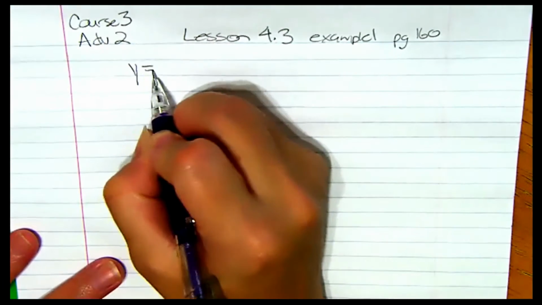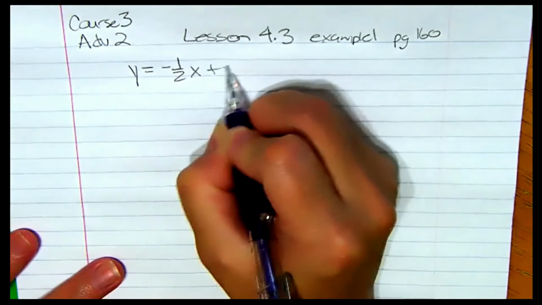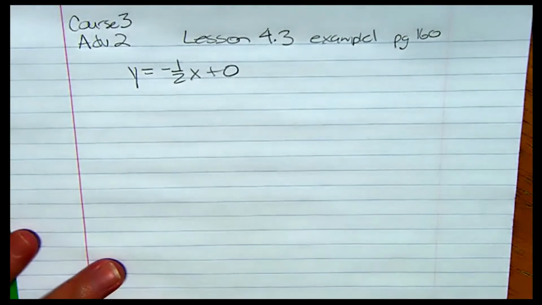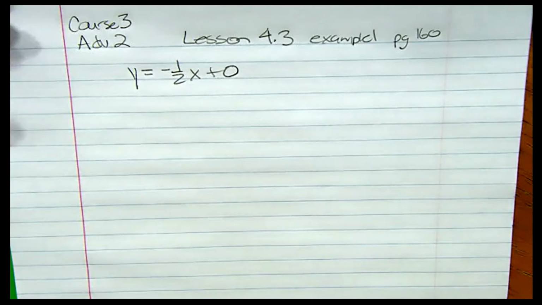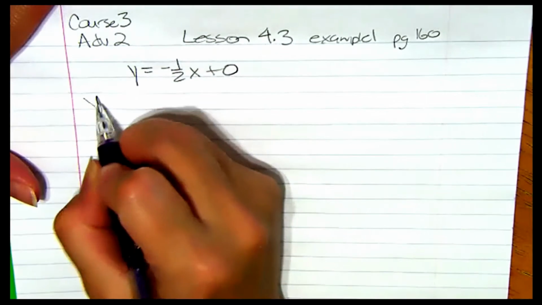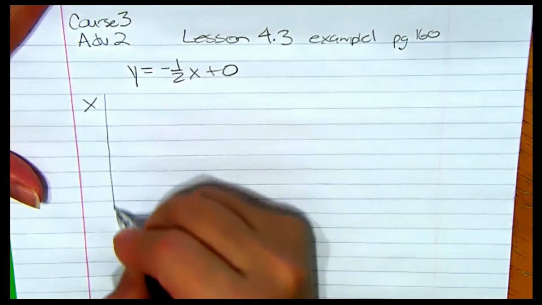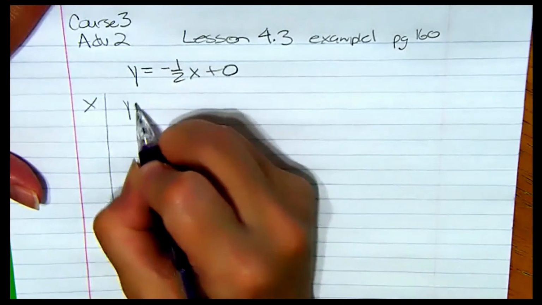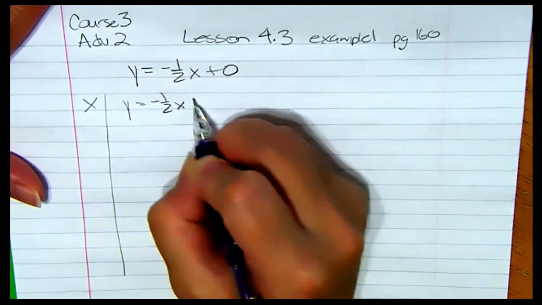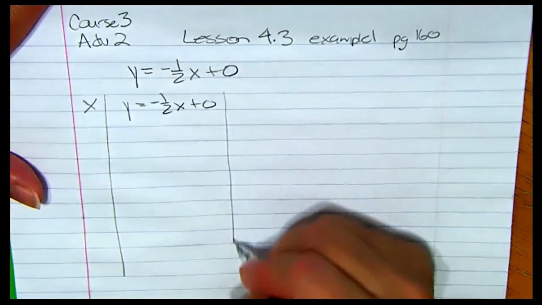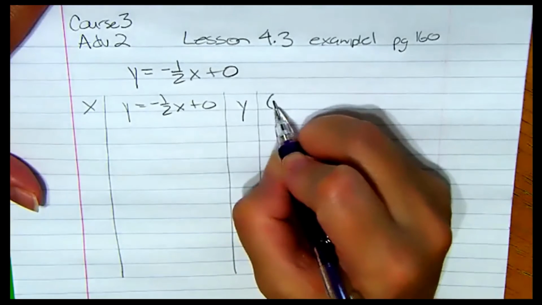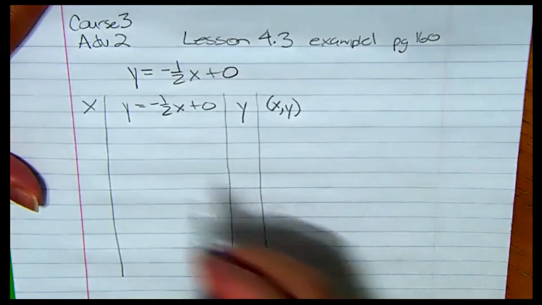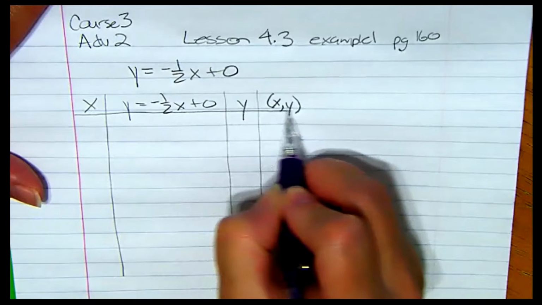So the book gives us this linear equation, and they ask us to graph the linear equation. Well, we've been doing this for 2 weeks. We know how to do this. We create our table. There's our x. Here's our equation. Our y. And it gives us the ordered pair. Our x and y together give us an ordered pair.